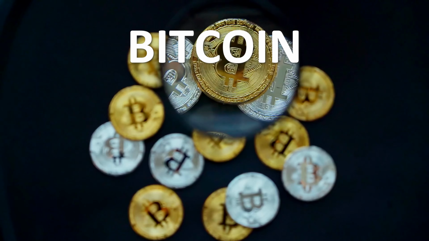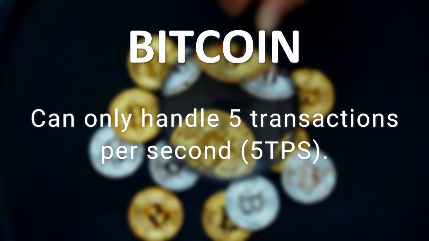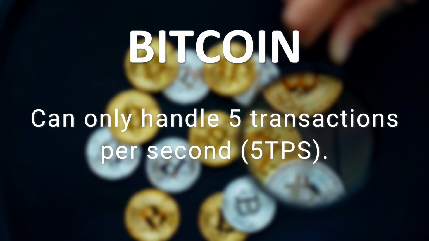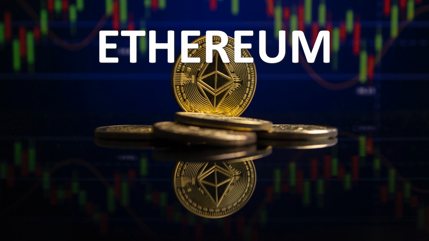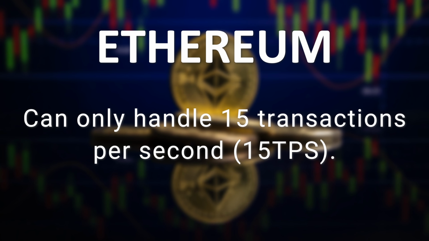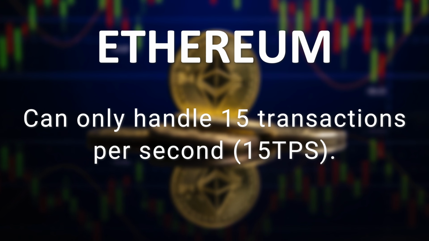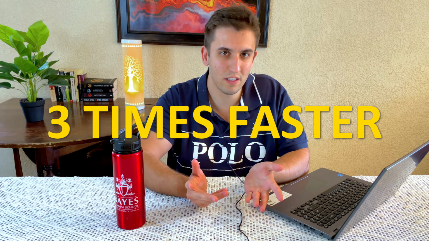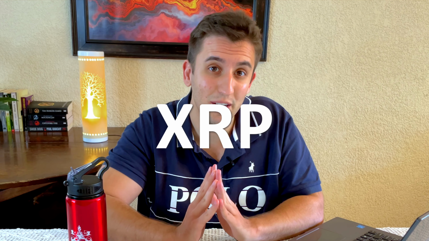So now let's talk about transactions per second. What can these different cryptocurrencies handle? Let's start off with Bitcoin. Bitcoin can only manage 5 transactions per second, so 5 TPS. Ethereum can only handle 15 transactions per second. So Ethereum obviously looks like it's faster than Bitcoin, right? 3 times faster. But now let's talk about how many transactions per second XRP can do.